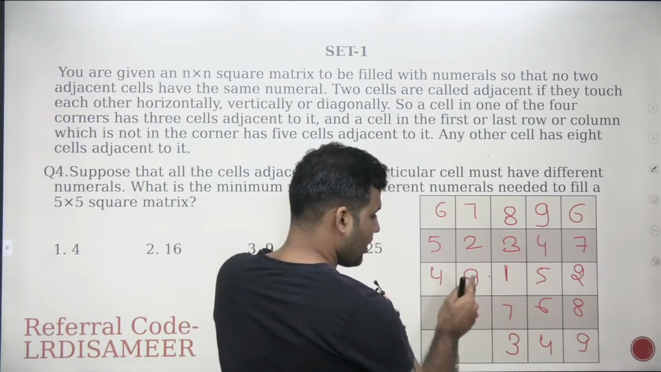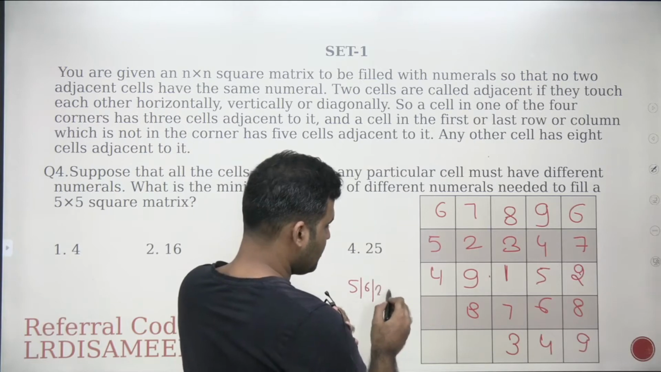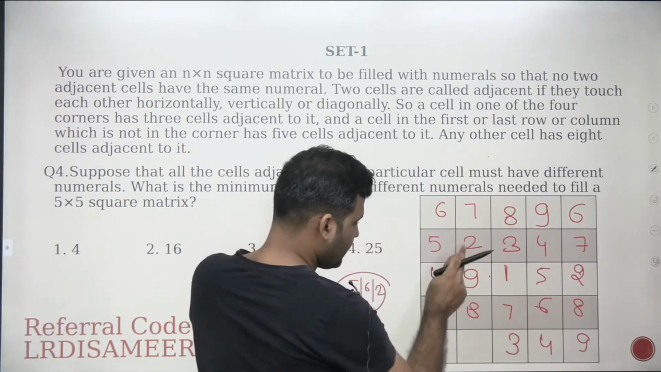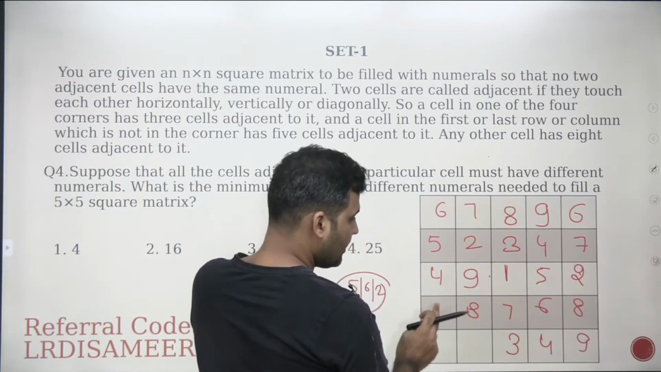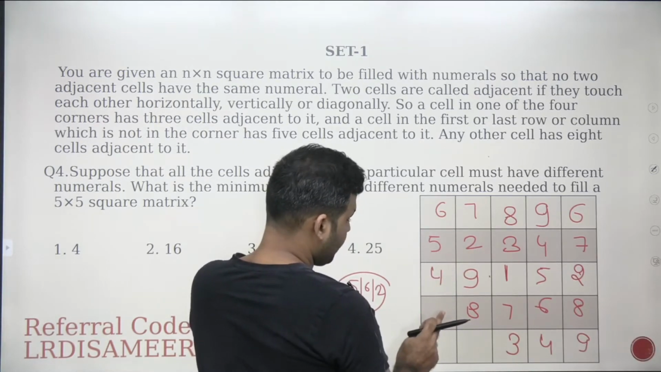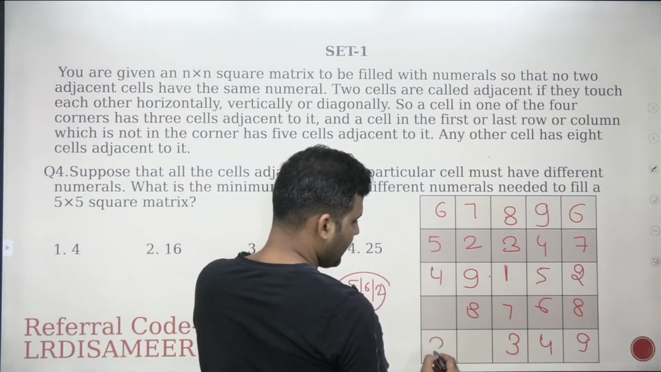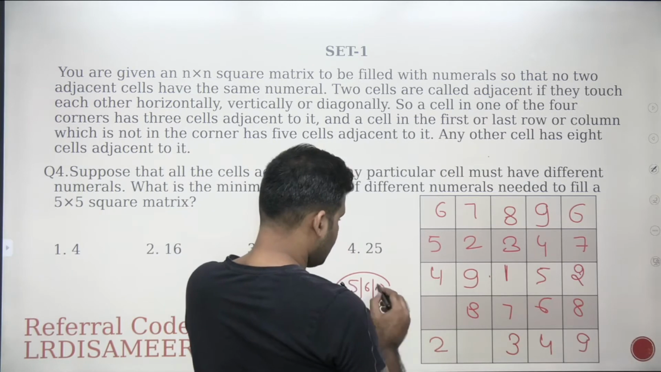1, 3, 7, 4, 9 has been used. I'm left with 5, 6 and 2 to use. Okay, 4 is having 2 adjacent, so 2 cannot be used here, right? 4 के adjacent में already यहाँ पे 2 है, तो आप 2 को यहाँ नहीं use कर सकते. Okay, 2 को यहाँ पे use कर सकते हैं. Yes, we can use 2 here, right? No problem, right? And 2 has been used.